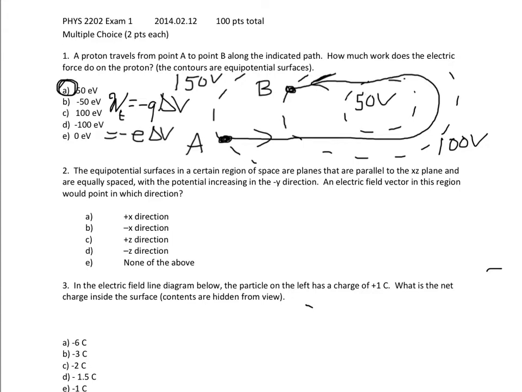One thing that might trick you up on this problem is that this path takes the proton all the way up around this 50 volt sort of peak point right here, and it actually touches the 50 volt. But that's irrelevant. For the delta V, the net work is only the difference between the two.